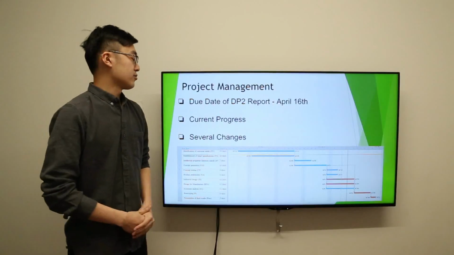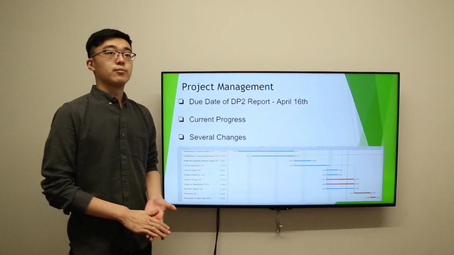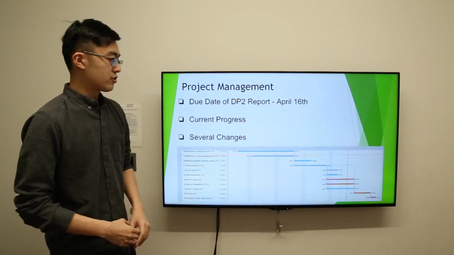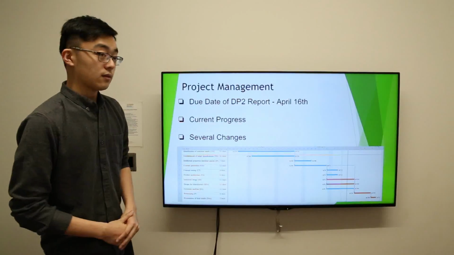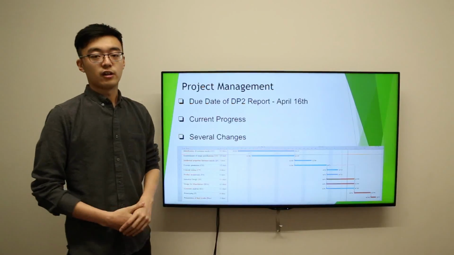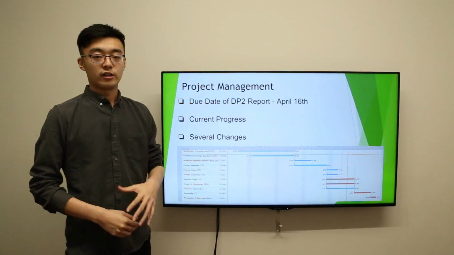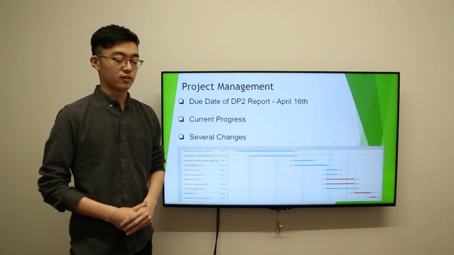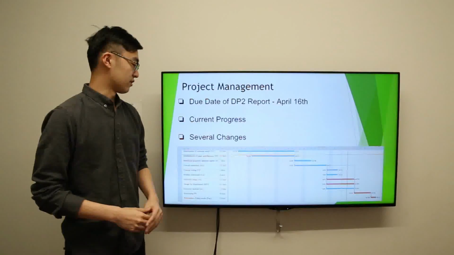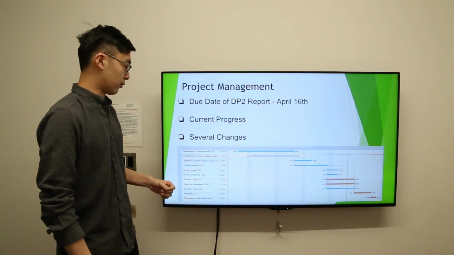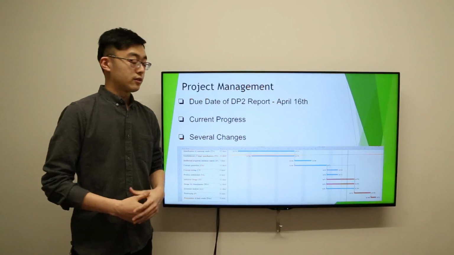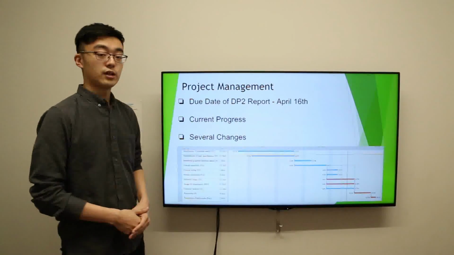In our project management part, by April 16th, which is the due date of our DB2 report, our project is halfway done. Tasks 1 and 2 were finished in our DP1 report, and we already talked about them in our previous presentation. The major progress we made in our DB2 presentation is about tasks 3 and 4, which are intellectual property and concept generation. My teammate is going to discuss these 2 tasks further.